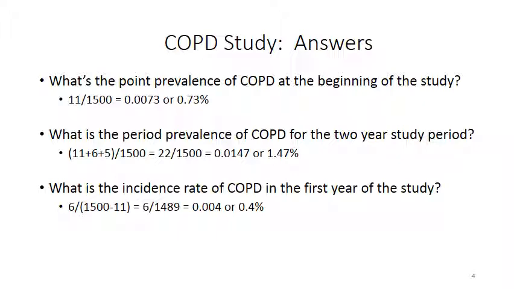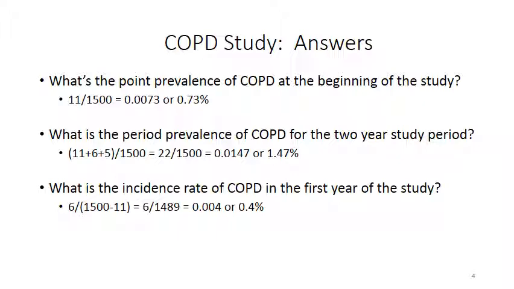The numerator is then the sum of the 11 people with COPD at the beginning of the study, the 6 diagnosed in the first year, and the 5 diagnosed in the second year. The denominator is 1,500 since that is the total study population size. Therefore, the period prevalence is 22 divided by 1,500 or 1.47%.